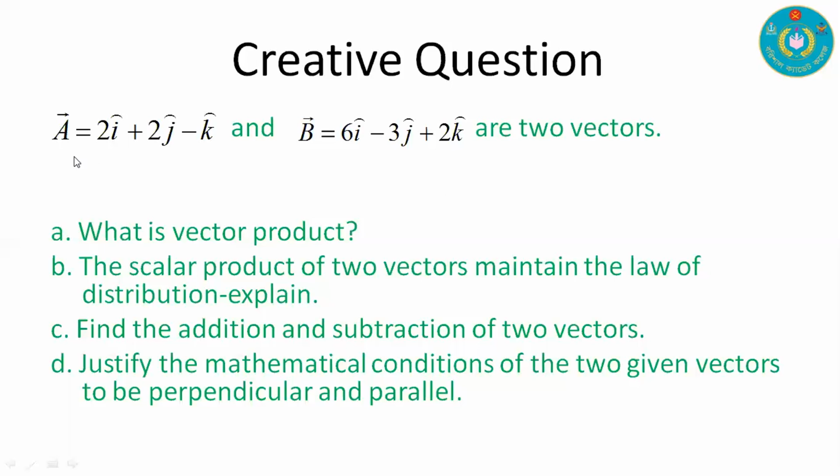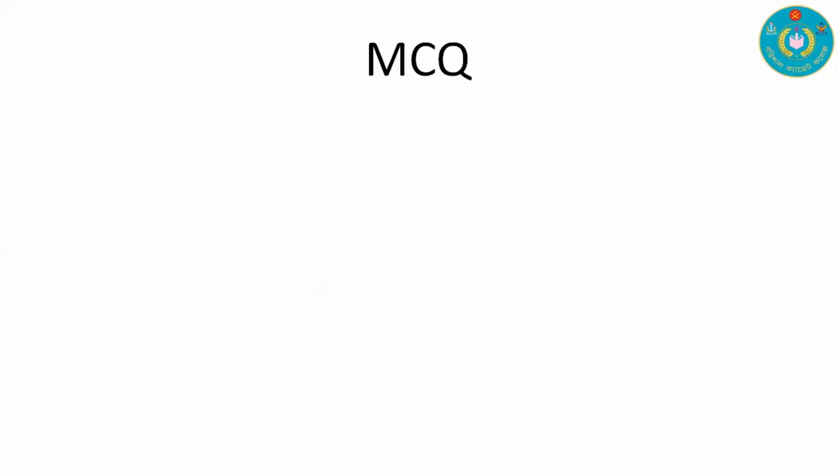and if we calculate the cross product of a and b, that is a cross b, and the value is 0, then you can say that the given two vectors are parallel. The thing is that if the dot product is 0, then the two vectors are perpendicular, and if the cross product is 0, then the two vectors are parallel.